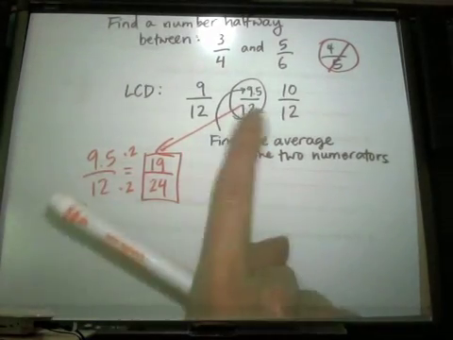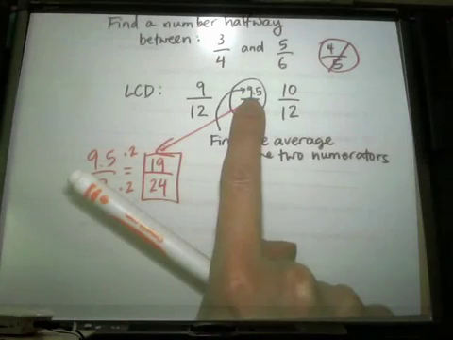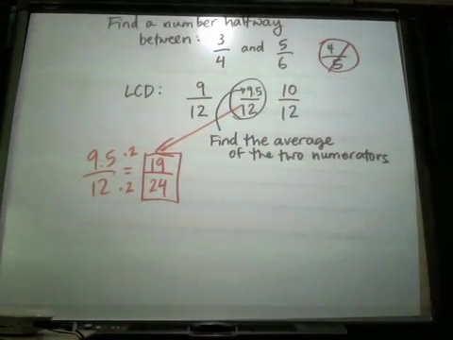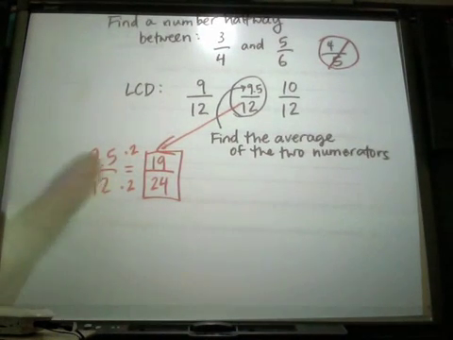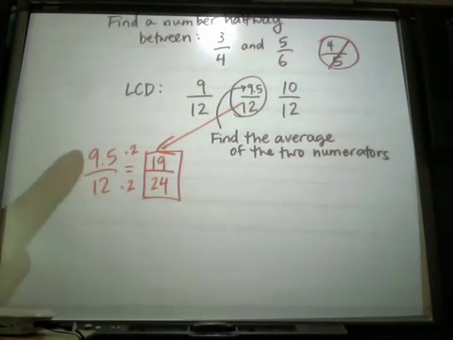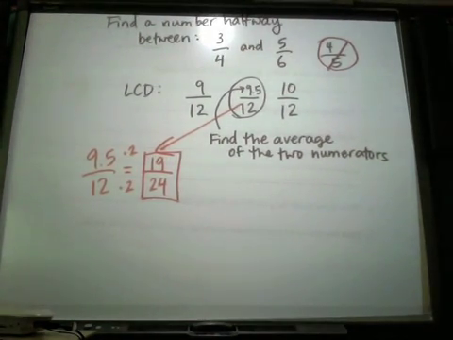Sometimes, if you get a whole number for this, if this was between 9 and 11, well then halfway in the middle would be 10, and 10/12 is your answer. But if you get a decimal, you're always going to do the same thing to get rid of it. You're going to multiply by 2. That gets rid of the half. So you multiply both numerator and denominator by 2, and there's your answer for your fraction that's in between. Okay? That's it.